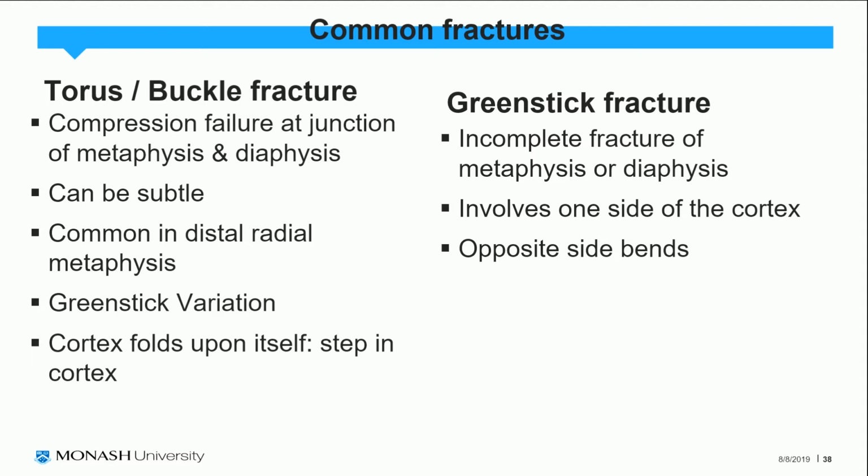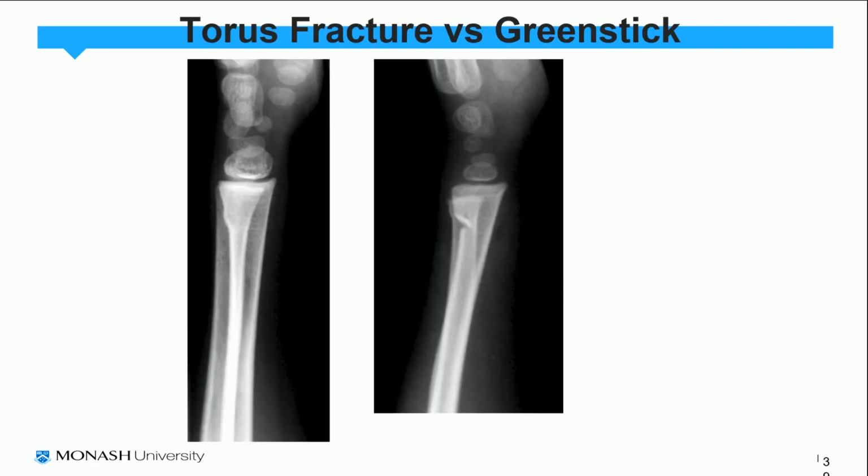However, a greenstick fracture is an incomplete fracture, where you have a fracture on one side of the cortex and the opposite side is bent. So in the image on the left, you can see that there is that bulge, but there is no break in the cortex, and that's typical of a torus fracture, whereas in the image on the right, we can see there's a break on one side of the cortex, so there is a fracture, however, the other side is intact.